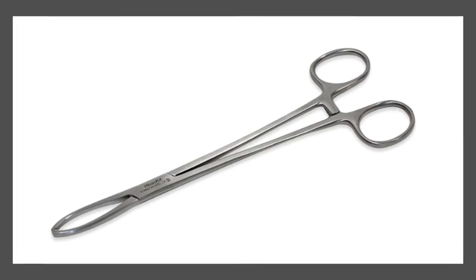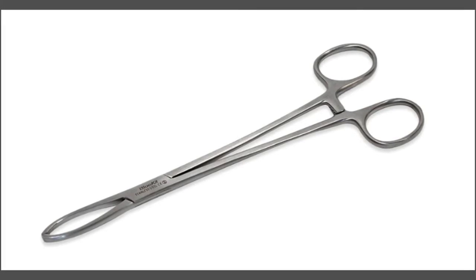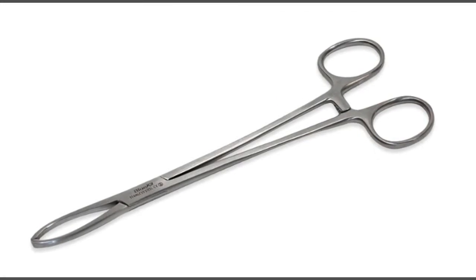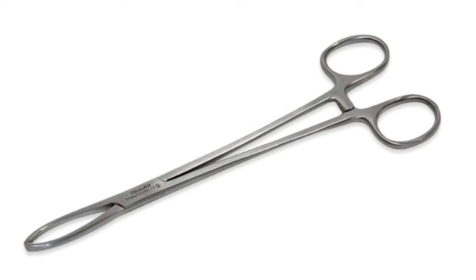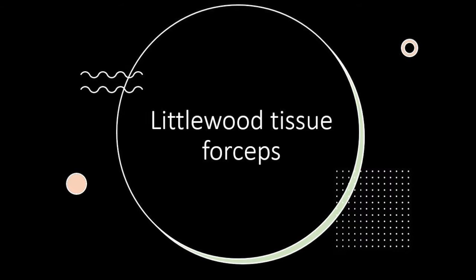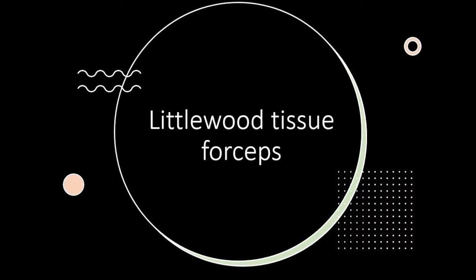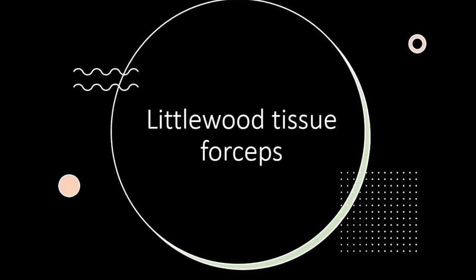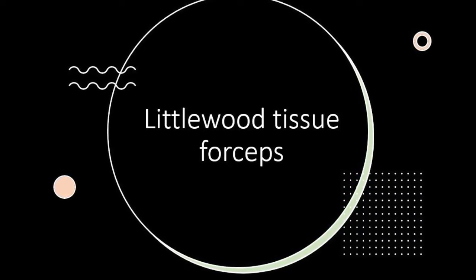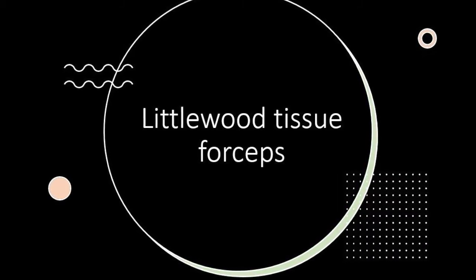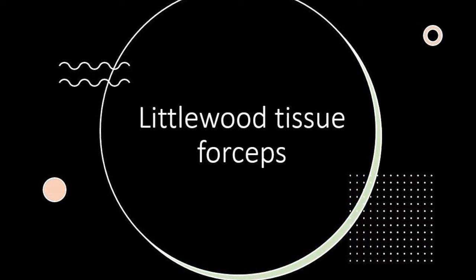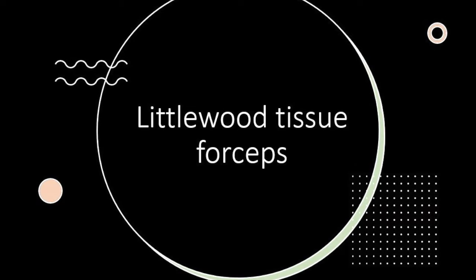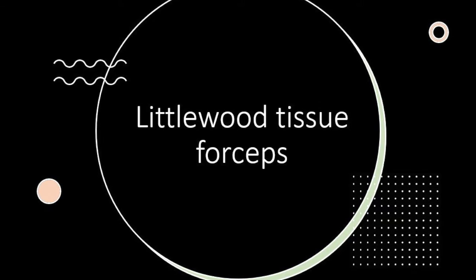This is a needle holder. Right, so this is our next instrument. Please have a look and think about the answer. Right, and this is the Littlewoods tissue forceps. Now this is again used to hold layers of tissue. This is something you may have encountered while doing a caesarean section to hold the rectus sheath, for example.